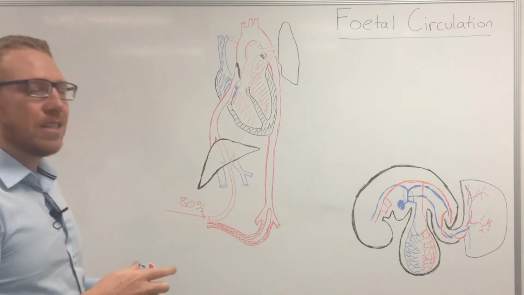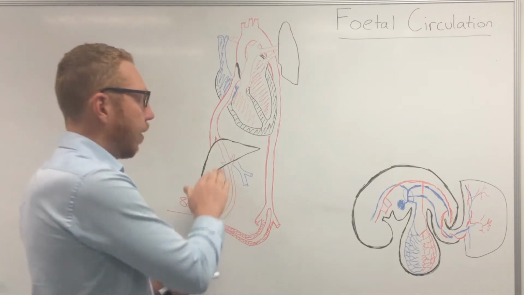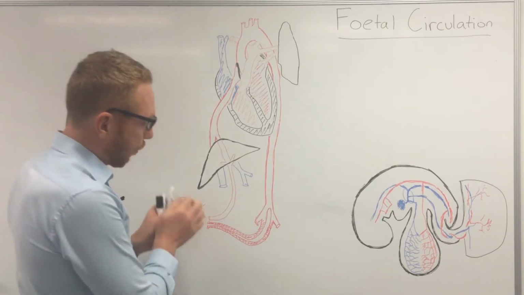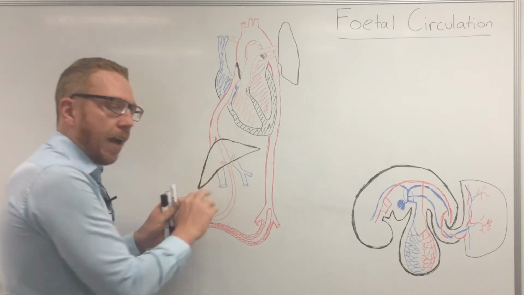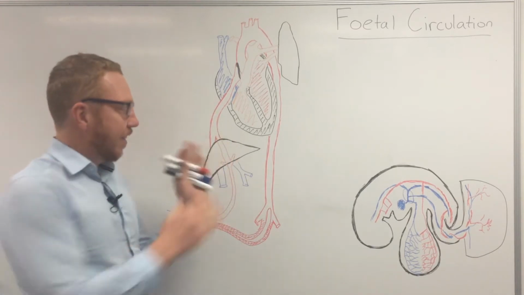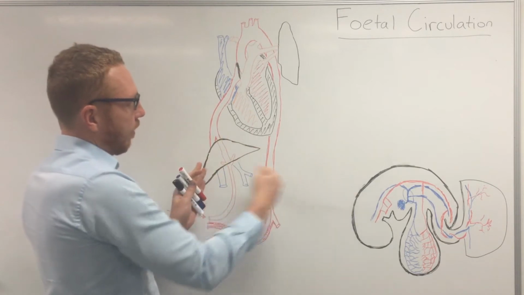So the oxygen saturation of the blood as we go into the body, or into the fetus, is about 80%. Now, the umbilical vein, as I said, there are two. There's a right and a left. Okay, so this is going to be the left, this is right.